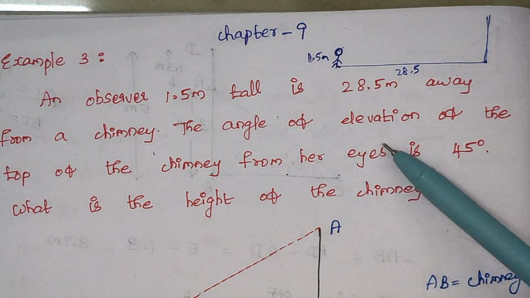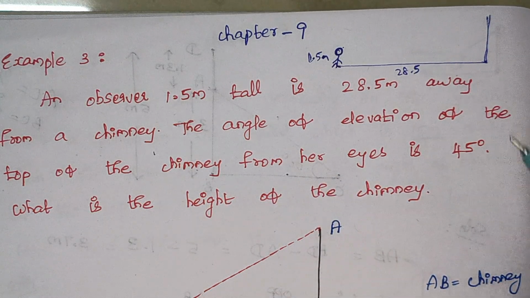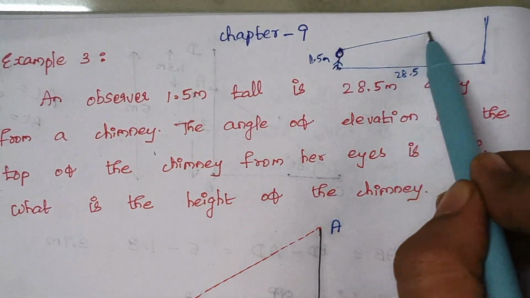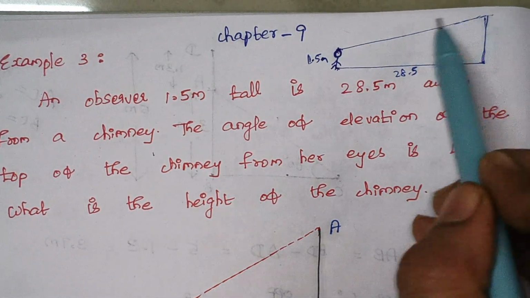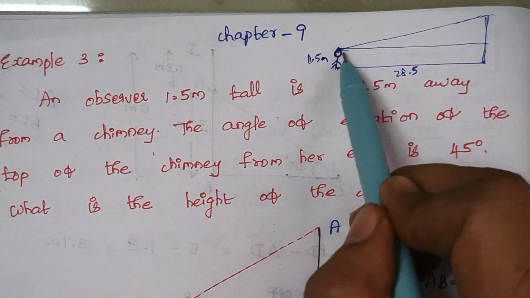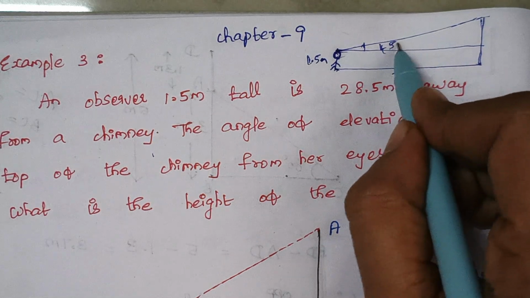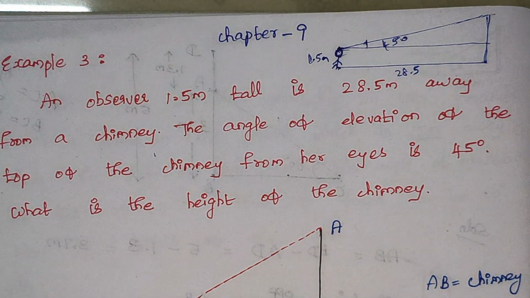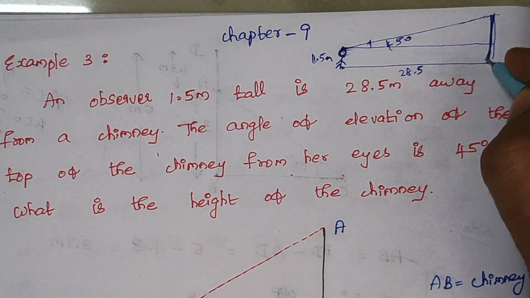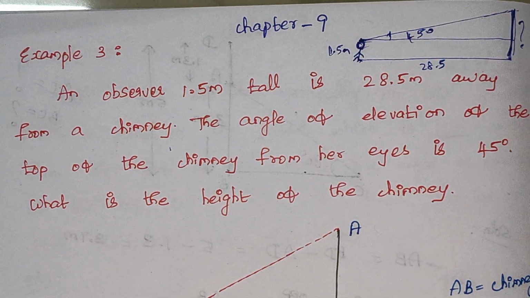Now the angle of elevation of the top of the chimney from her eyes is 45 degrees. So here is the angle of elevation from the top, and this is your baseline. So the angle of elevation here is 45 degrees. What is the height of the chimney? We have to find this height, the total height of the chimney.